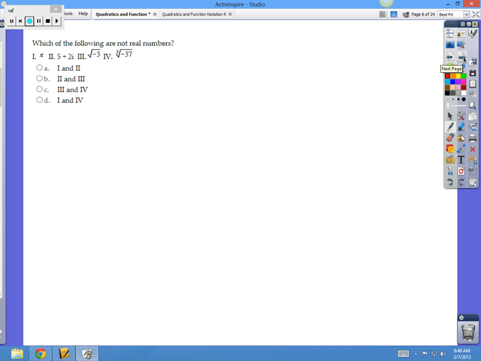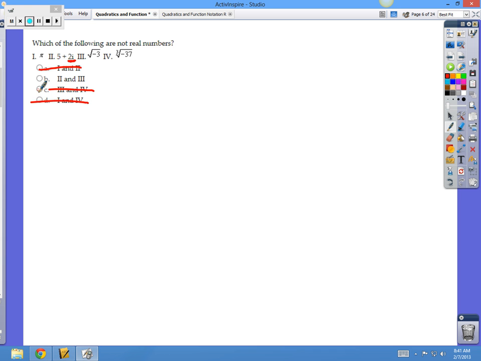Okay, which of the following are not real? Number 1 is pi, that is real. So I can kill A and D because they both have 1. Now I've got a 50-50 shot. Number 2 is obviously not real because it's got an imaginary. So I can kill C. And I know it has to be B because that's the only answer that has something that's not real.